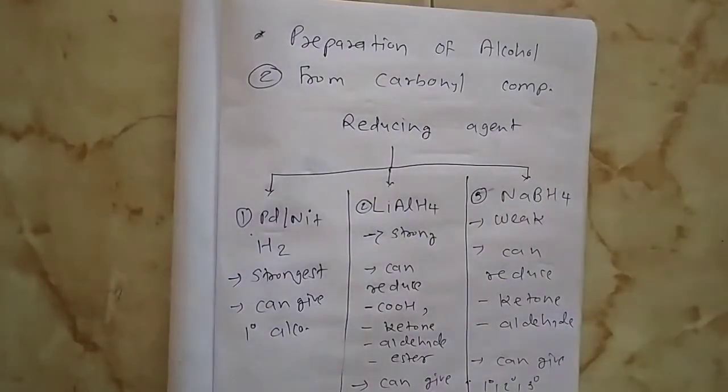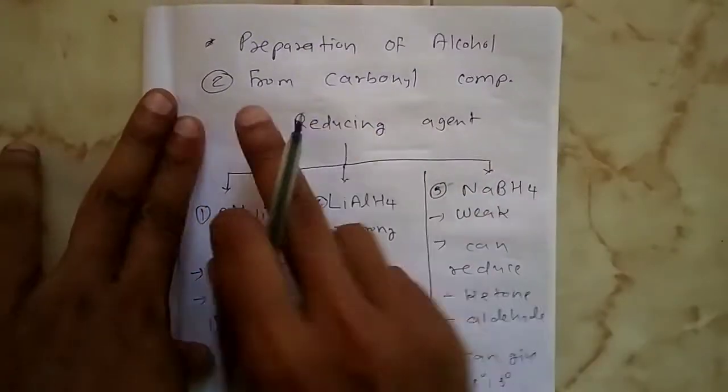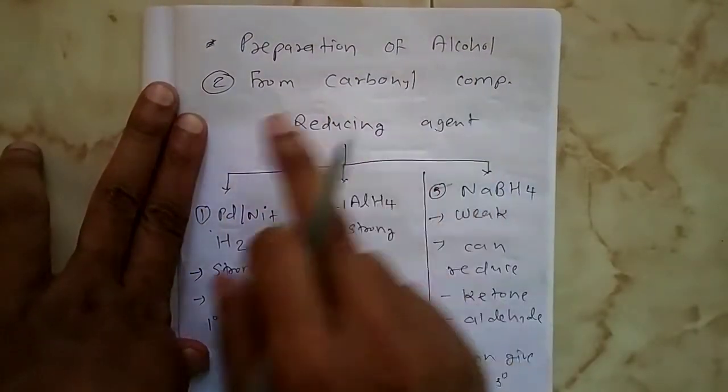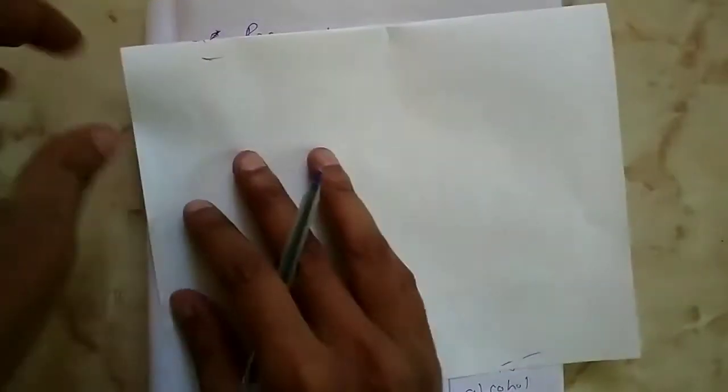In the last lecture, we discussed how to prepare alcohol from alkene. Today we are going to discuss how to prepare alcohol from carbonyl compound. Now, what is a carbonyl compound?